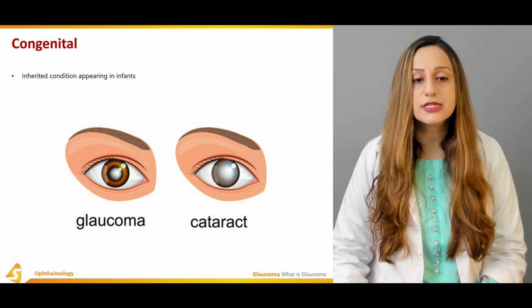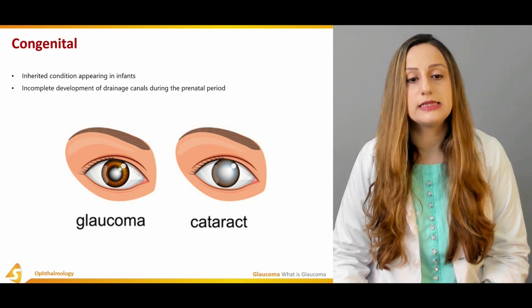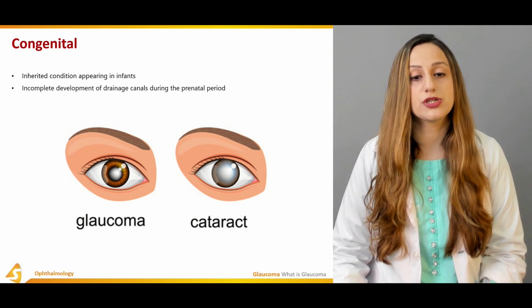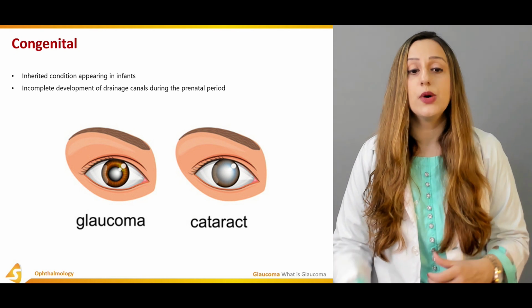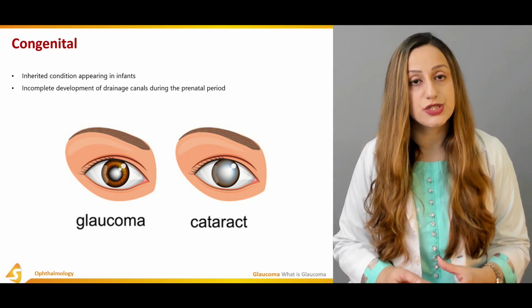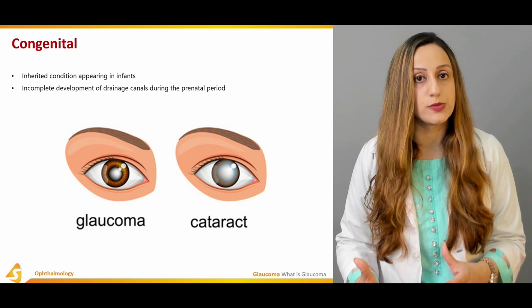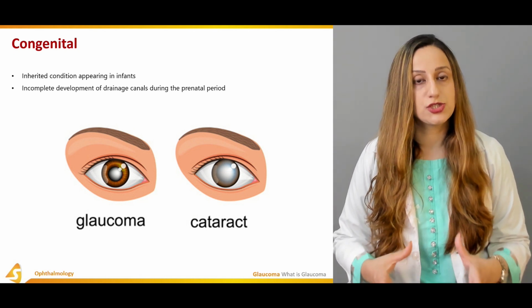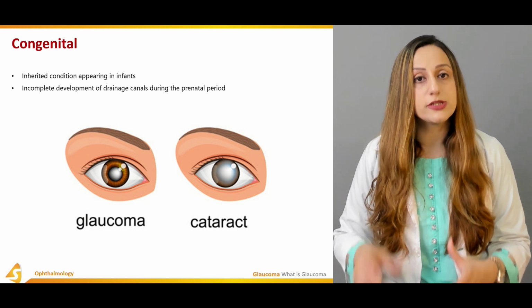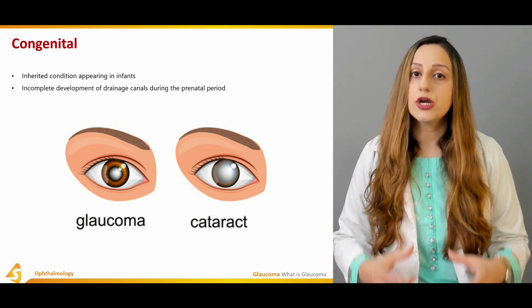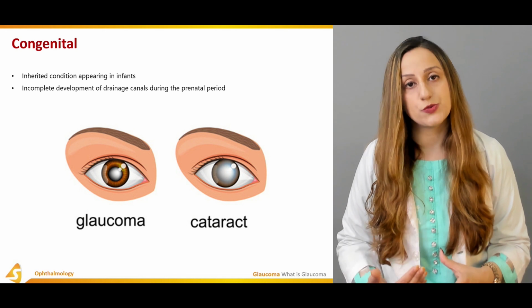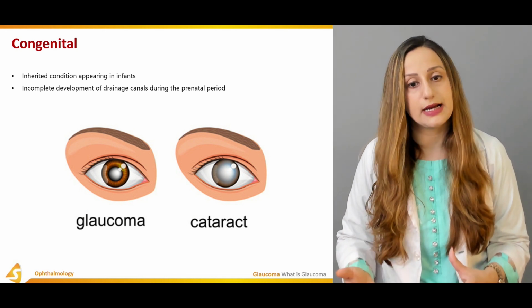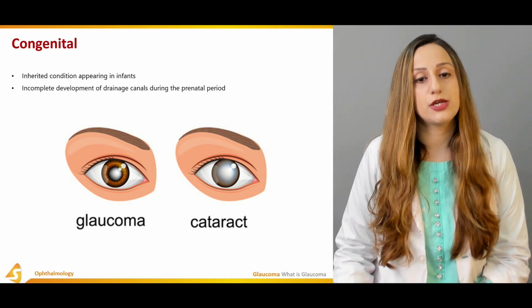It is an inherited condition appearing in infants, with incomplete development of the drainage canals during the prenatal period. So these are the characteristic features of congenital glaucoma. Usually there is an incomplete development of the drainage canals that is responsible for a blockage in the flow of the aqueous humor, and that subsequently results in an increase in the intraocular pressure.